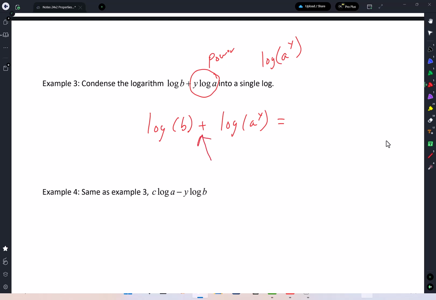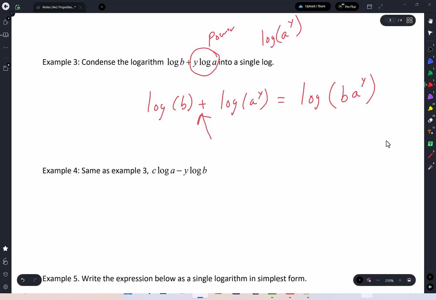What do I have in the middle? A plus. So because I have a plus, I'm going to turn this into a product. One log, giant parentheses, b times a to the power of y. Usually you want to write the a before the b because a comes before b in the alphabet, but that's fine, not a big deal. And that's it.